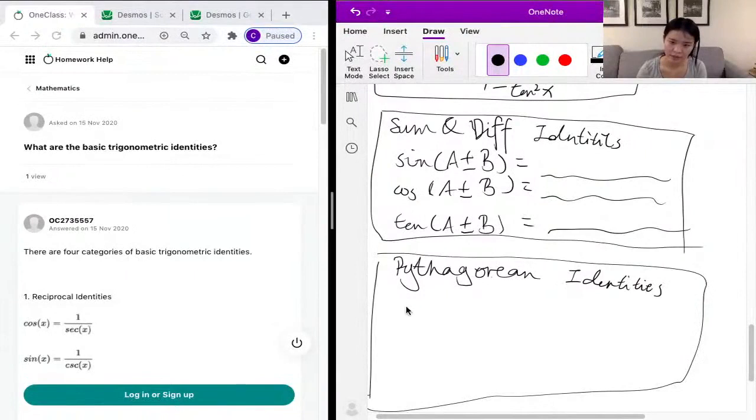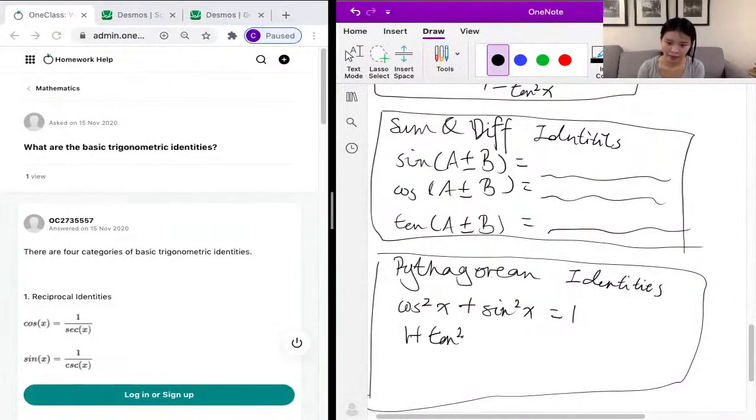I think there are 3 main ones. One's about cosine squared x plus sine squared x equals 1. It's the most common one that you'll probably see. They're called Pythagorean identities because you know the Pythagoras theorem is a squared plus b squared equals c squared. The Pythagorean identities can be derived using the Pythagoras theorem, and they also have the squares in them. So it's kind of suitable to name them Pythagorean identities.